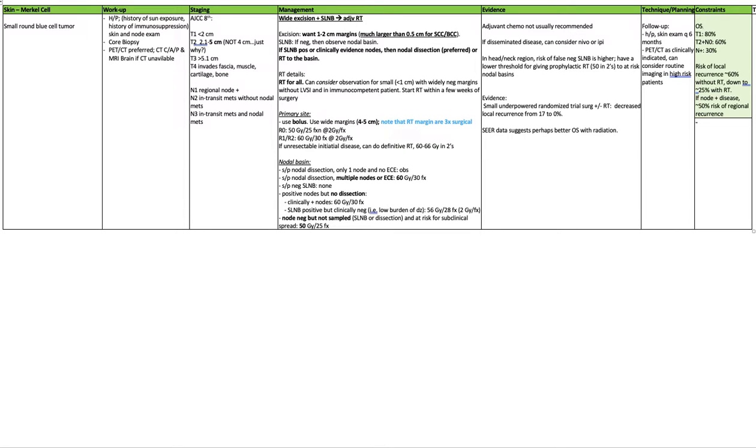N1 is a regionally positive node. N2 are in-transit mets without nodal mets. N3 is in-transit mets and nodal mets.